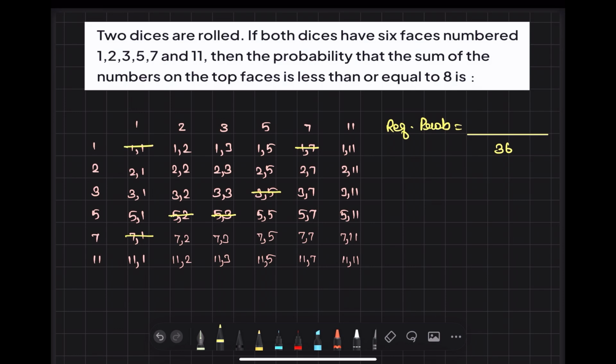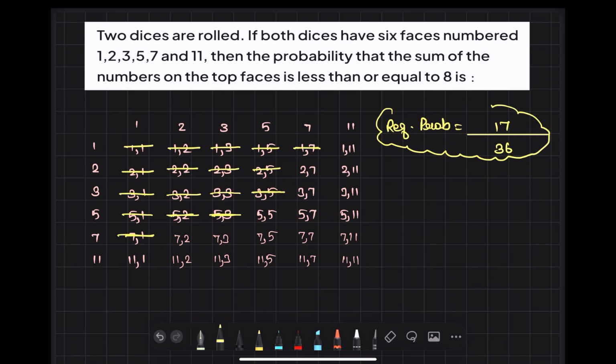So 1, 2, 3, 4, 5, 6, 7, 8, 9, 10, 11, 12, 13, 14, 15, 16, and 17. So altogether the total number of favorable outcomes is 17. So the required probability is 17 by 36.